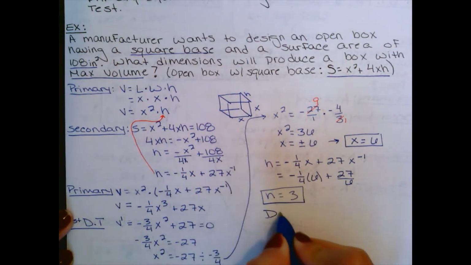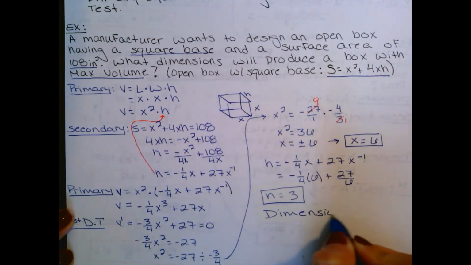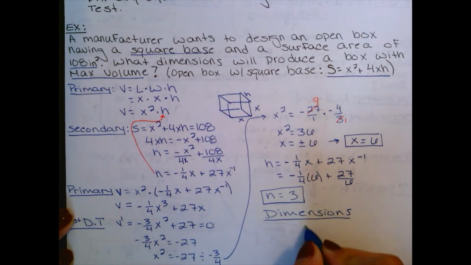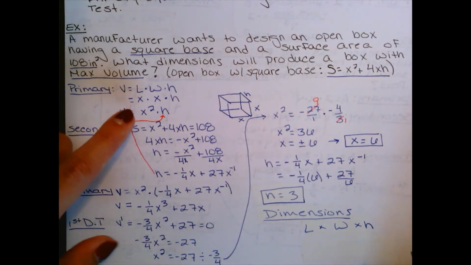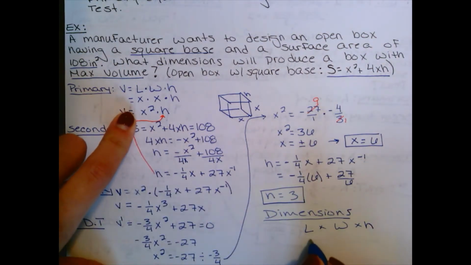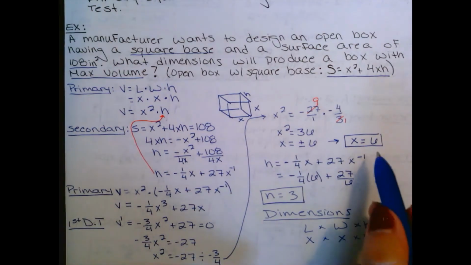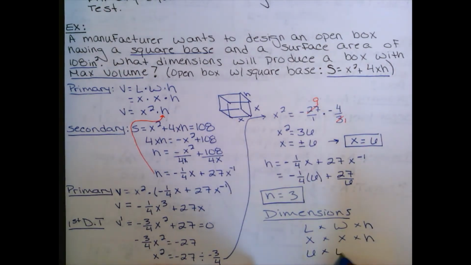Now we can say that the dimensions, which was length times width times height, right? Which we then replaced x for length and width because they were the same. Now we can say that the dimensions are going to be a 6 by 6, and my height was 3, so 6 by 6 by 3, and the unit of measurement here was inches. Okay. So those would be the dimensions that would produce a box with a maximum volume.